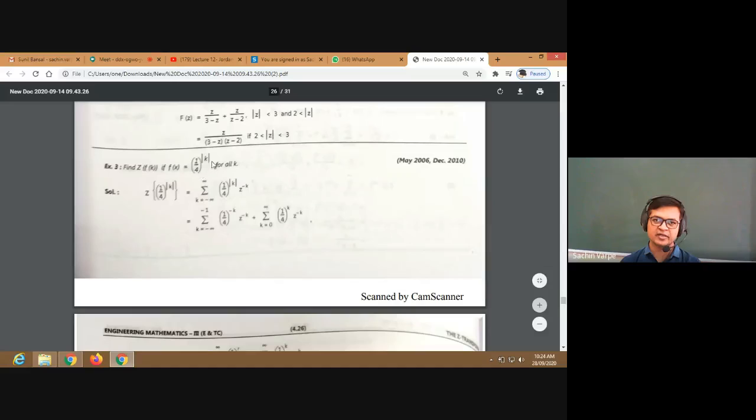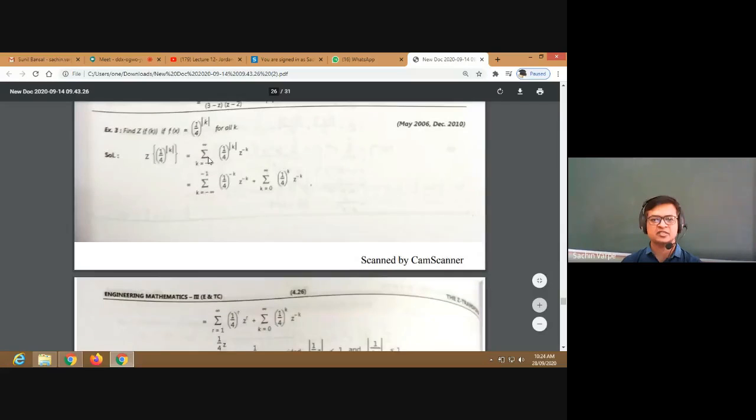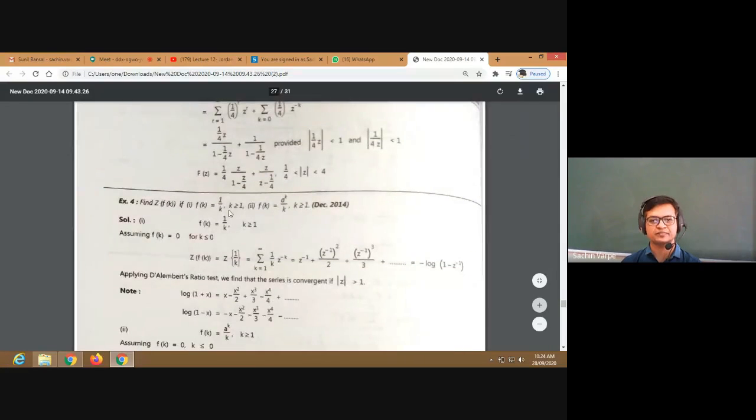Okay, so this is the combined case, 1 by 4 raised to mod of k. We have to write this function, first of all, in both the parts, negative and non-negative part. Okay, and then split the summation. This was asked 2 times in the earlier pattern. So such examples are very easy and important.